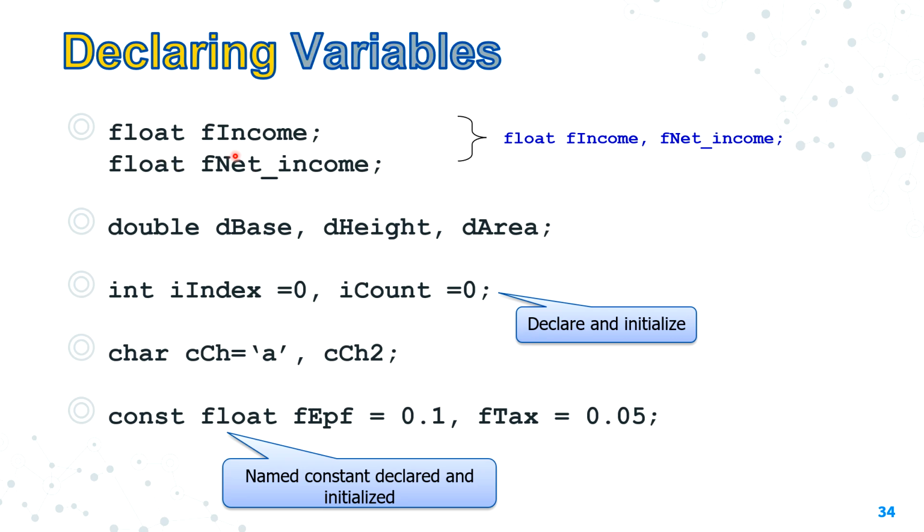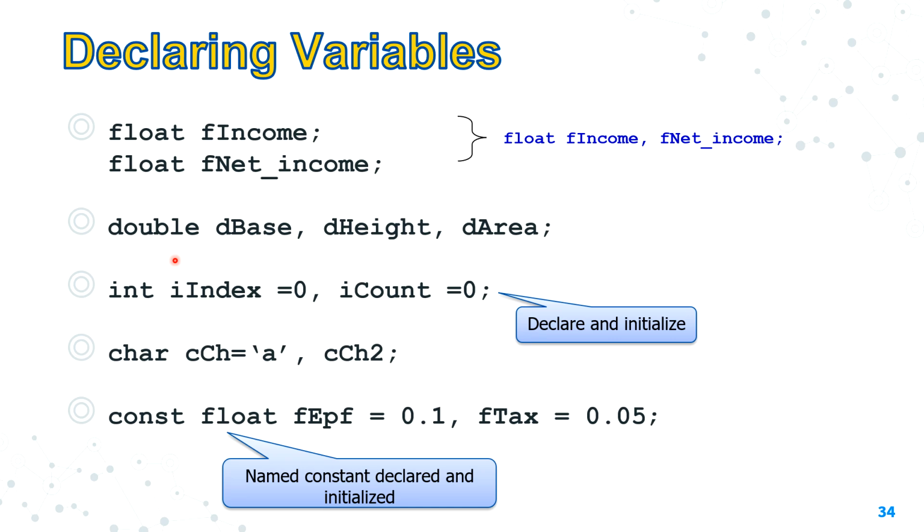We have float f_income, float f_net_income. So these lines declare two float variables, and we have learned that float is used to store decimal numbers, floating point. f_income and f_net_income might represent values such as salary or net income. Here, no values are assigned yet, meaning they are declared but not initialized.